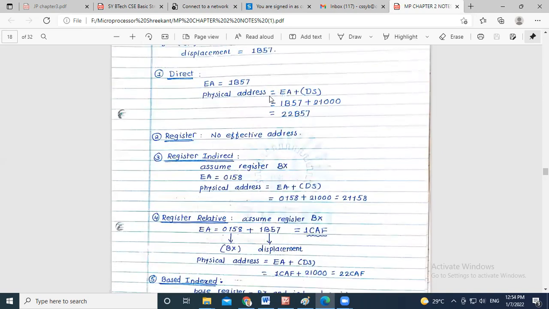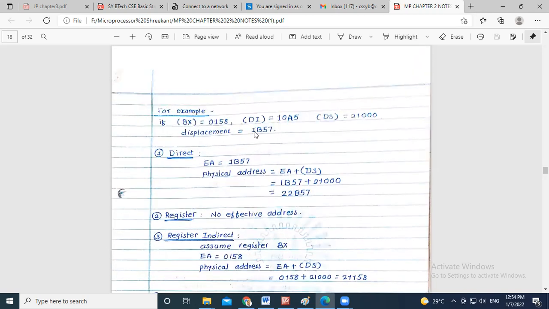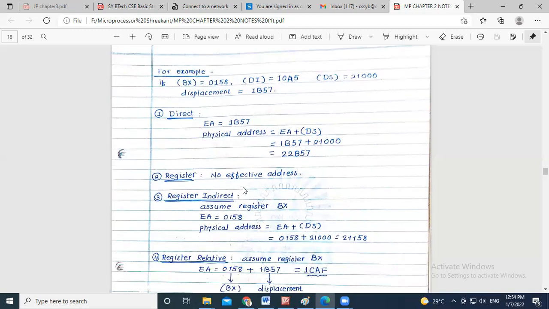Is it clear? First one, the effective address is given as 1B57. The physical address formula is effective address plus DS. The effective address is 1B57 and DS is given as 21,000, so the addition of these two in hexadecimal will give us this value. Next, register addressing mode. Here there is no effective address, so we don't use any physical address.